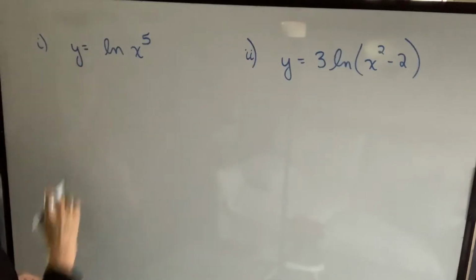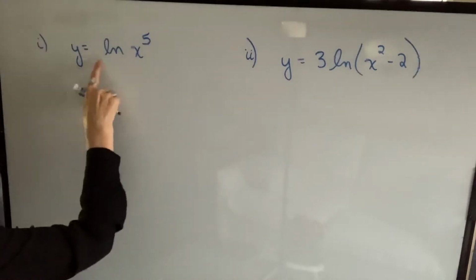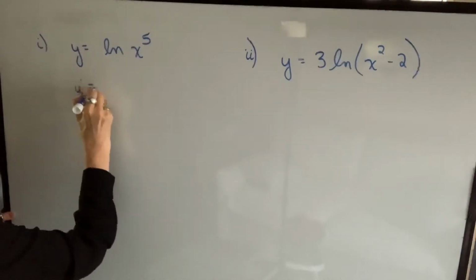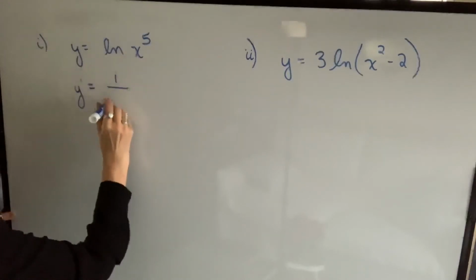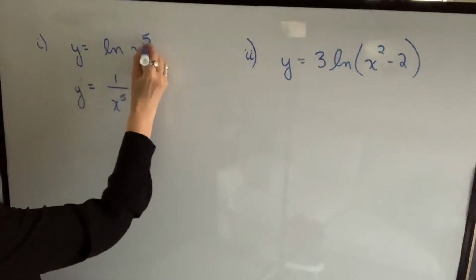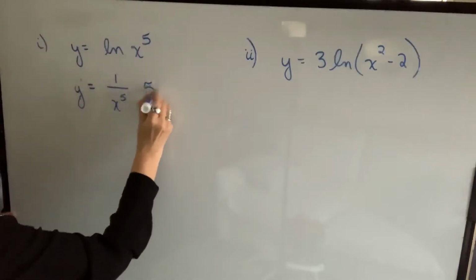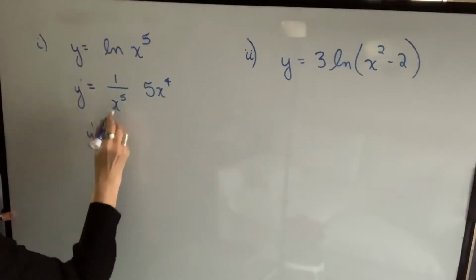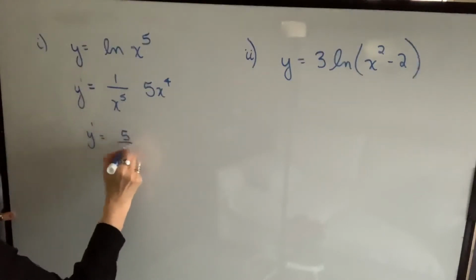In our first example, if we were asked to find the derivative of y equals natural log of x to the 5th, we can differentiate that. That will be 1 over u, so 1 over x to the 5th, times the derivative of x to the 5th, and the derivative of x to the 5th would be 5x to the 4th. When I simplify that, that will be equal to 5 over x.